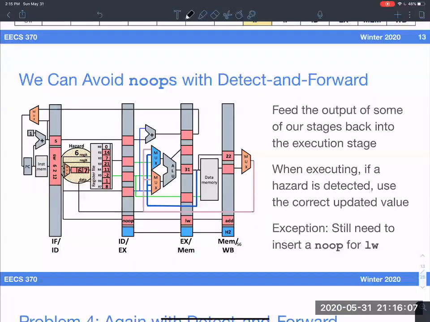Another thing we can do is improve on this by using detect and forward. Detect and forward feeds the output of some of our stages back into the execution stage. When executing, if a hazard is detected, we use the correct updated value. There's one exception: we still need to insert a no-op for LW. So how would this look?